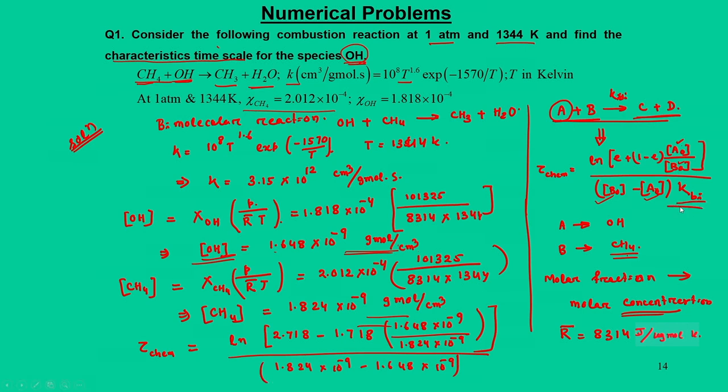We have K for the bimolecular reaction, this number, into 3.15 into 10 to the power 12. So, after simplifying this, the chemical time scale for OH is equal to 0.28 millisecond. This gives the information that in bimolecular chemical reactions, the order of the characteristic time scale is about milliseconds, and in this case the time scale for the OH species is 0.28 millisecond. With this I conclude. Thank you for your attention.